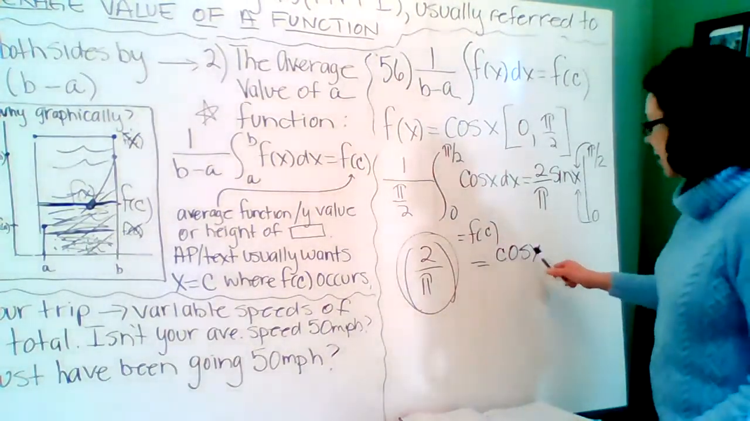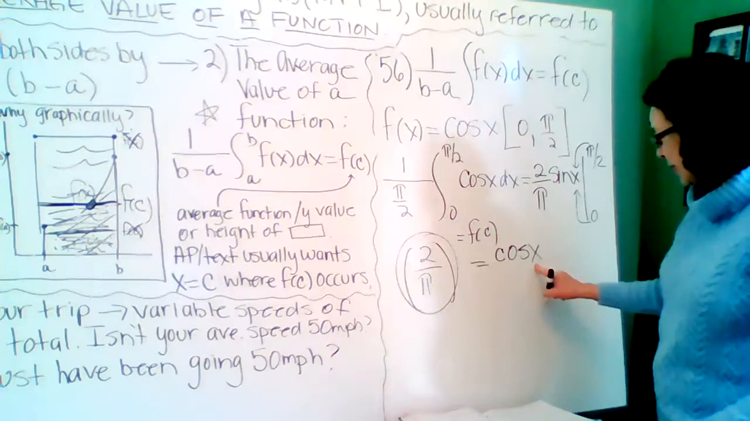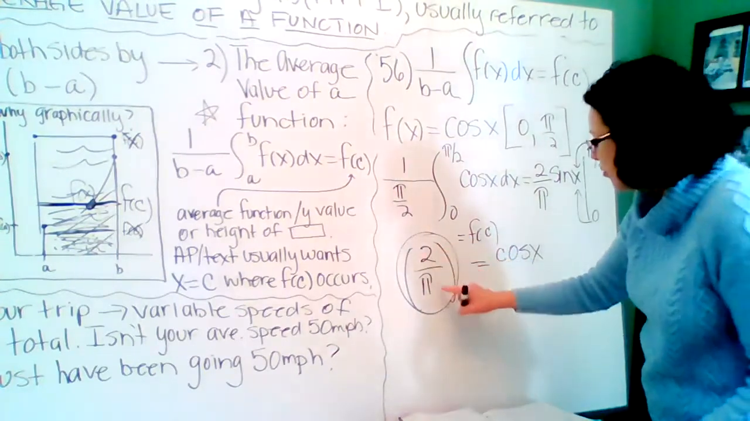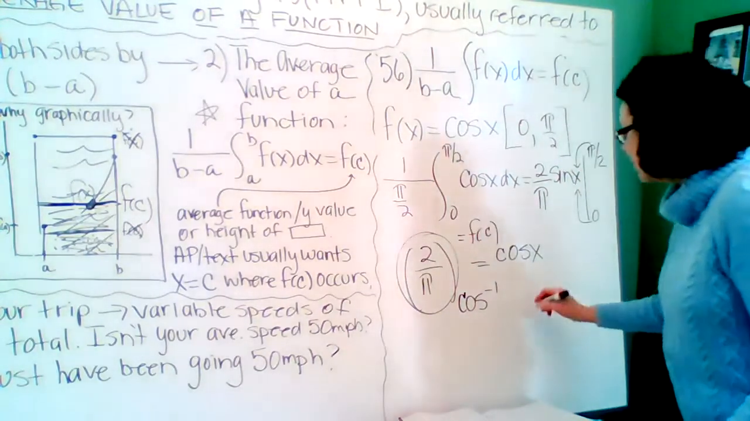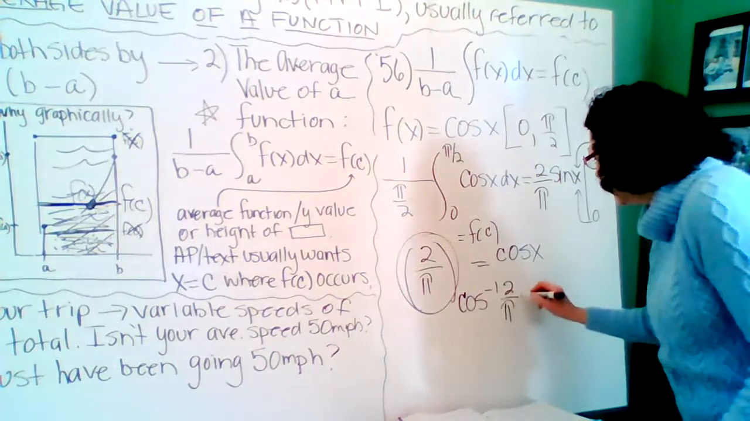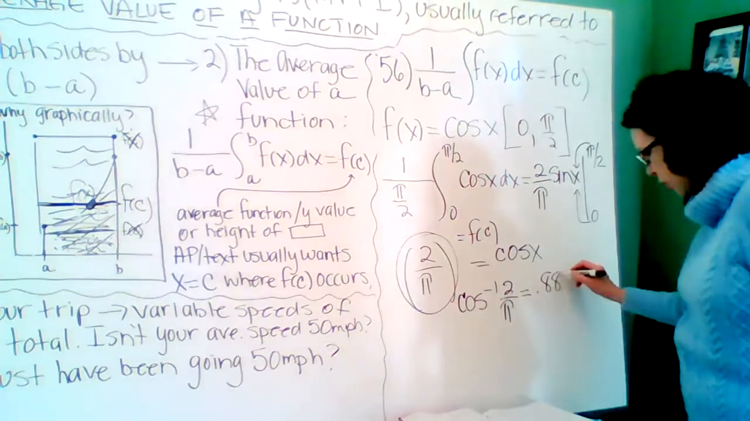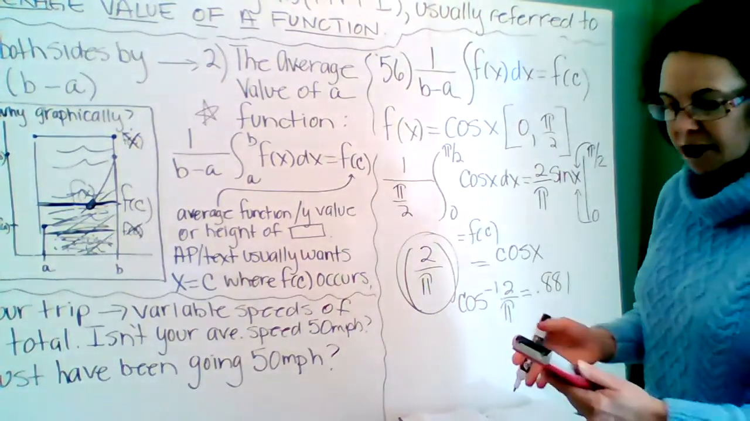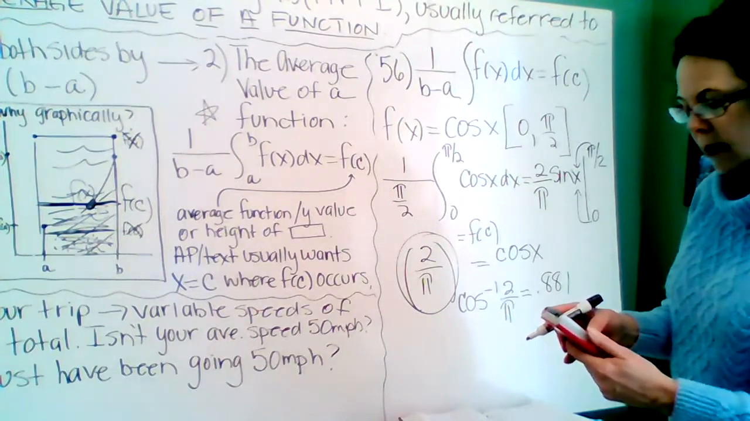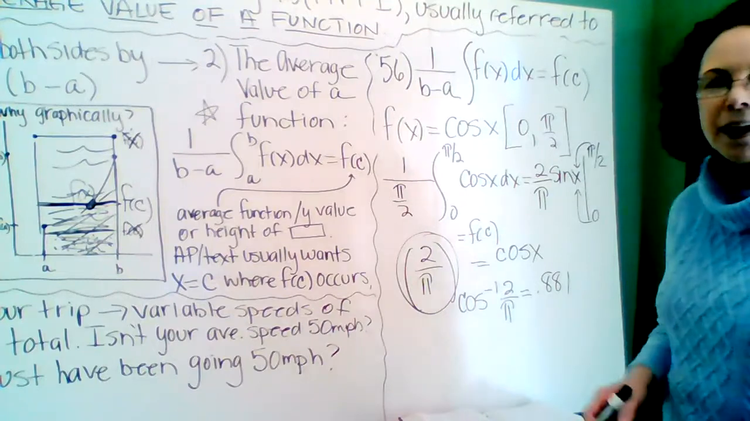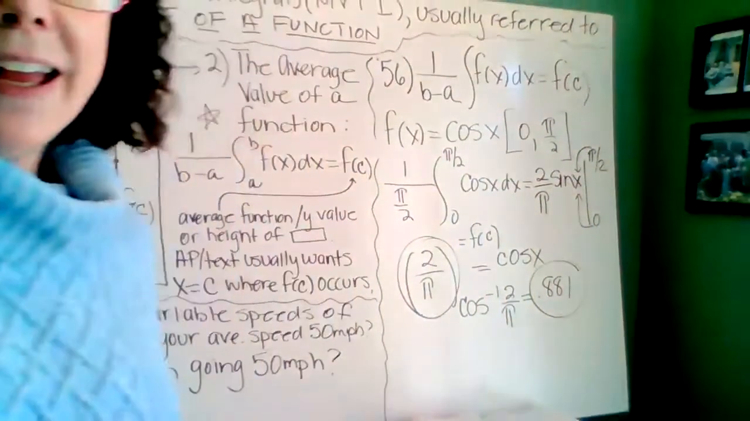So cosine of x equals 2 over pi, meaning I'm trying to find the angle where cosine would be 2 over pi. So that is an inverse. Remember that when you're looking for the angle, inverse cosine of 2 over pi equals, and when you throw that in the calculator in radian mode, you get about 0.881, I believe. In fact, let me check. I think I just had it on there somewhere. I'm right. There we go. So, very important theorem. Have a great day.